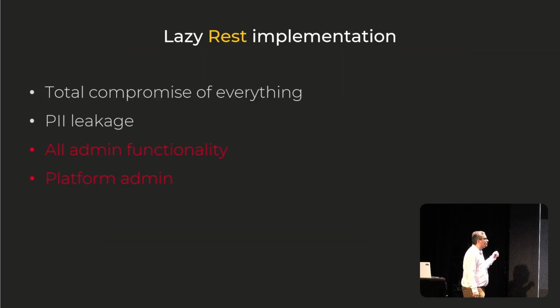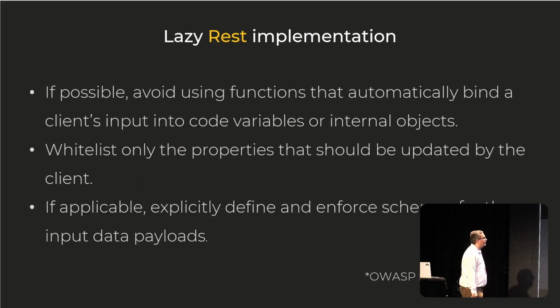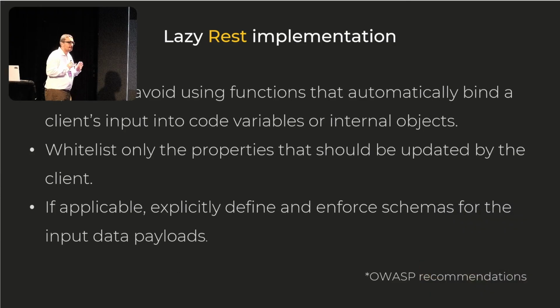What I could do: total compromise of everything, PII leakage, all admin functionality, platform admin. Again, a really bad API. If possible, avoid using functions that automatically bind the client's input into code variables or internal objects. That's an OWASP recommendation. Whitelist, as I said, and if applicable, explicitly define and enforce schemas for input data payloads. As I said, try to whitelist, try to use models that have only the data that you should accept, and process them.